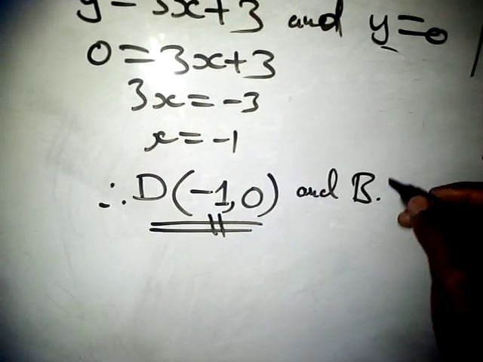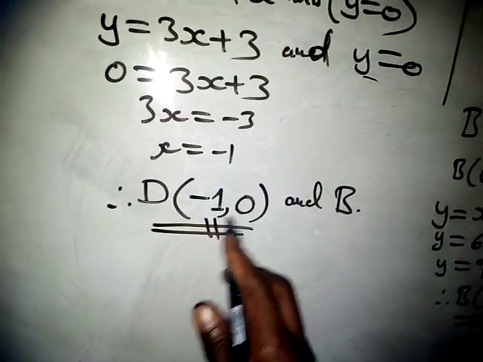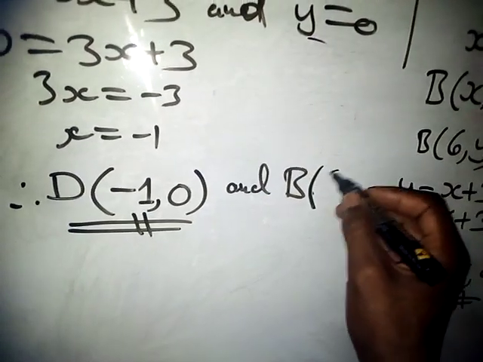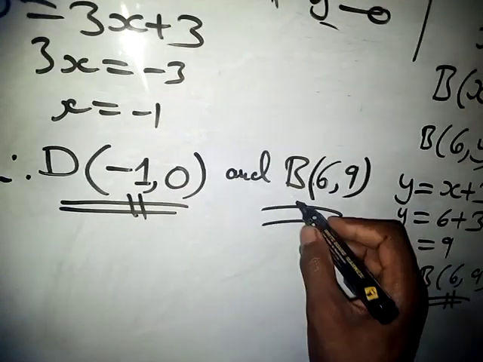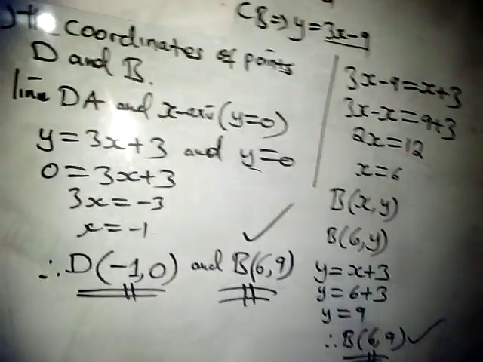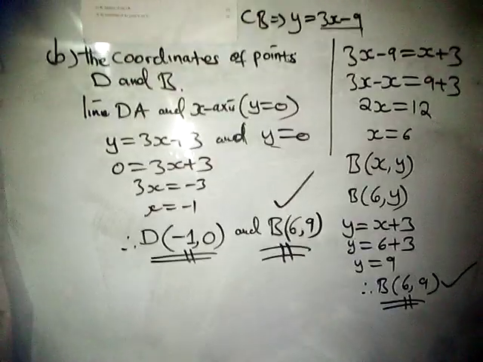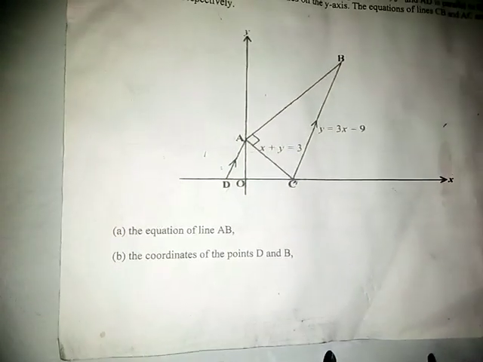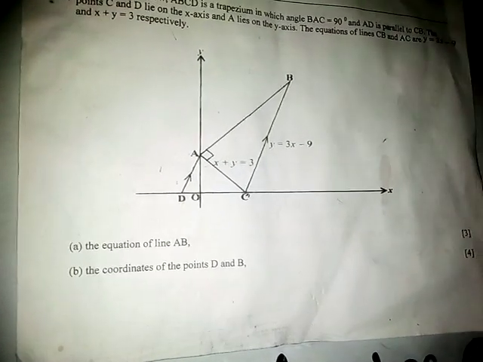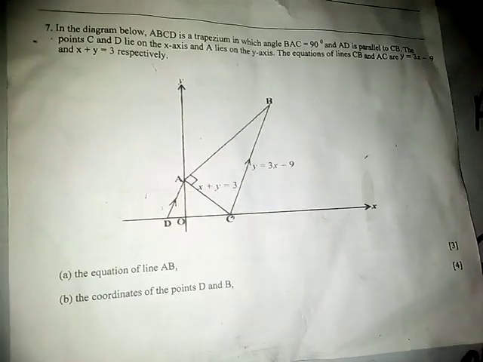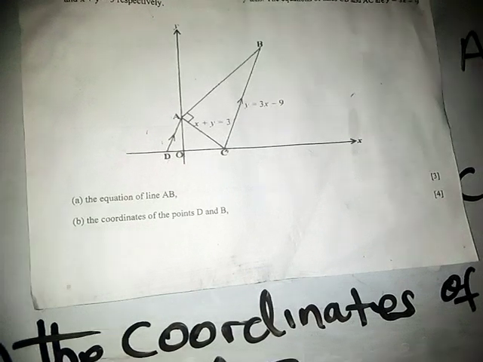So you see here that the coordinates of point D are negative 1, 0, and the coordinates of B are 6, 9. And these become your solutions. Please go through this video. It's quite interesting. You just have to concentrate on the shared point, find out the equations of the straight lines that are sharing that particular point, and equate them. After equating them, you find one value at a time, and do that in the next question.